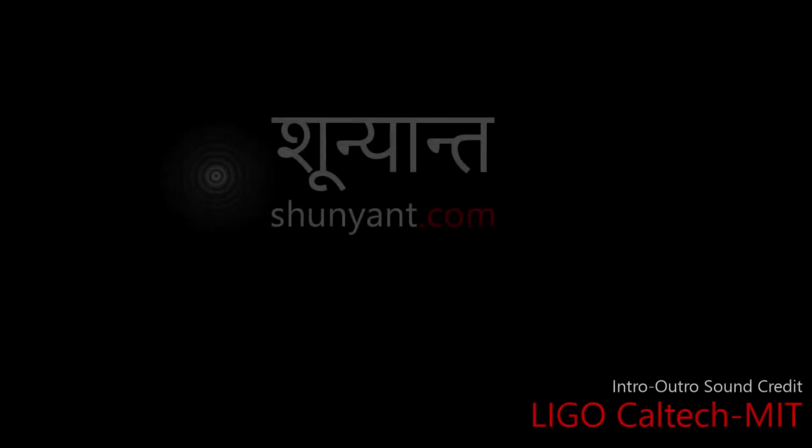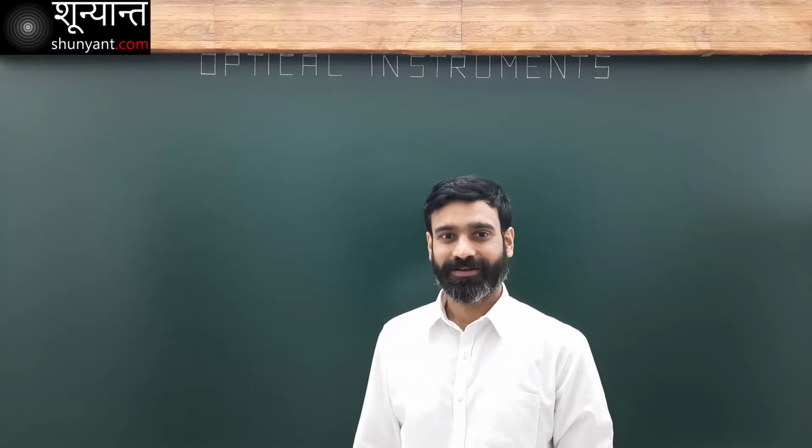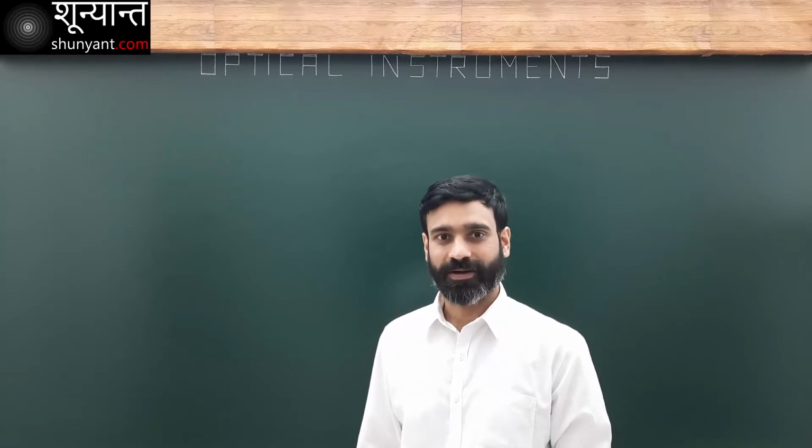In this chapter, we are going to discuss three very important optical instruments. We start with the human eye, the most amazing and extraordinary optical instrument. Then we will discuss the microscope and then the telescope.